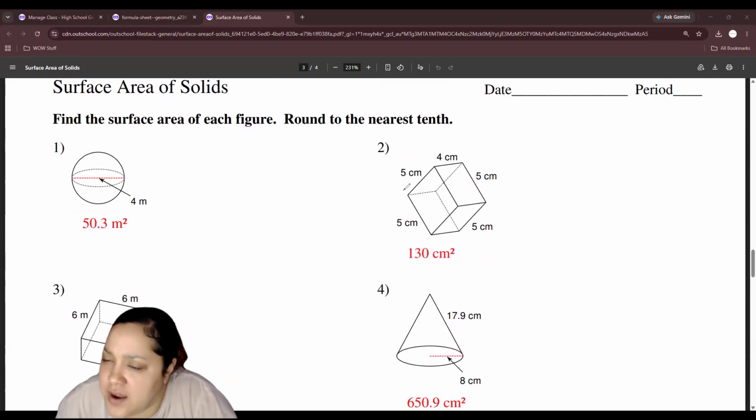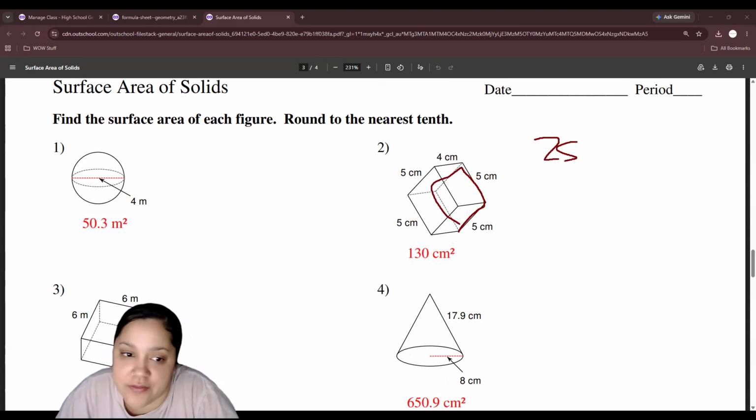Unless one of them is not 5 by 4. 5 by 4, 5 by 4. Okay, actually, this one is here 5 by 5 back here. This is 5 by 5. So that would be 25. So make sure you're careful with that.